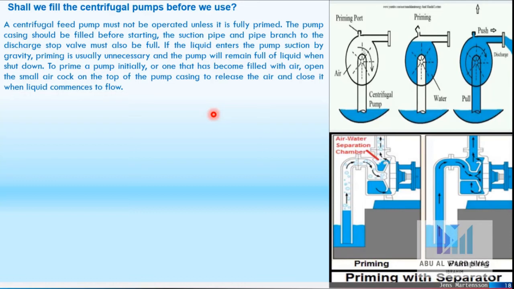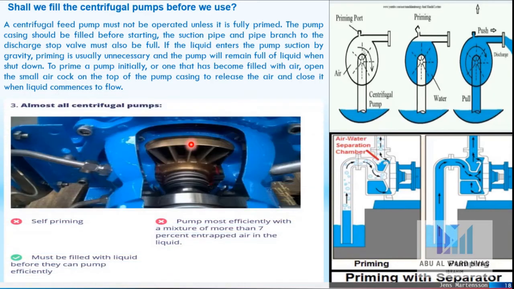To prime a pump initially, or one that has become filled with air, open the small air cock on the top of the pump casing to release the air and close it when liquid commences to flow. So almost all centrifugal pumps must be filled with liquid before they can pump efficiently.